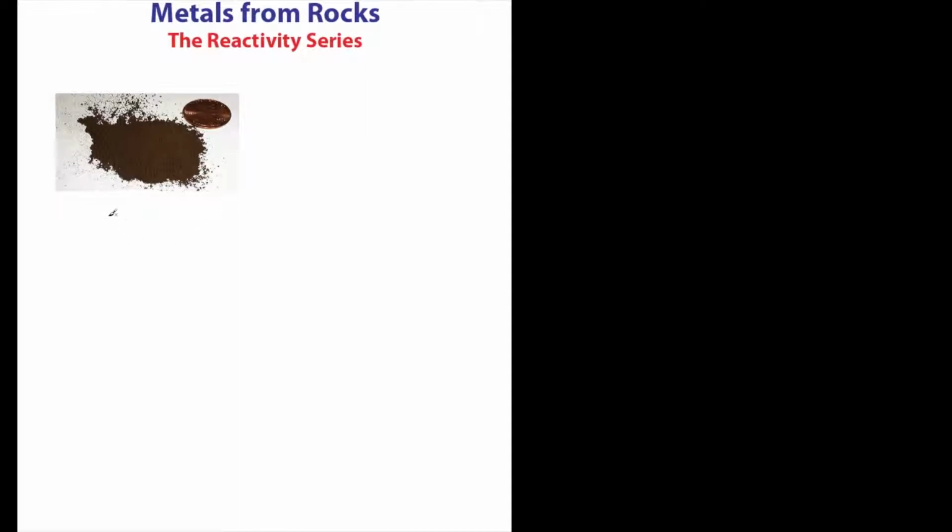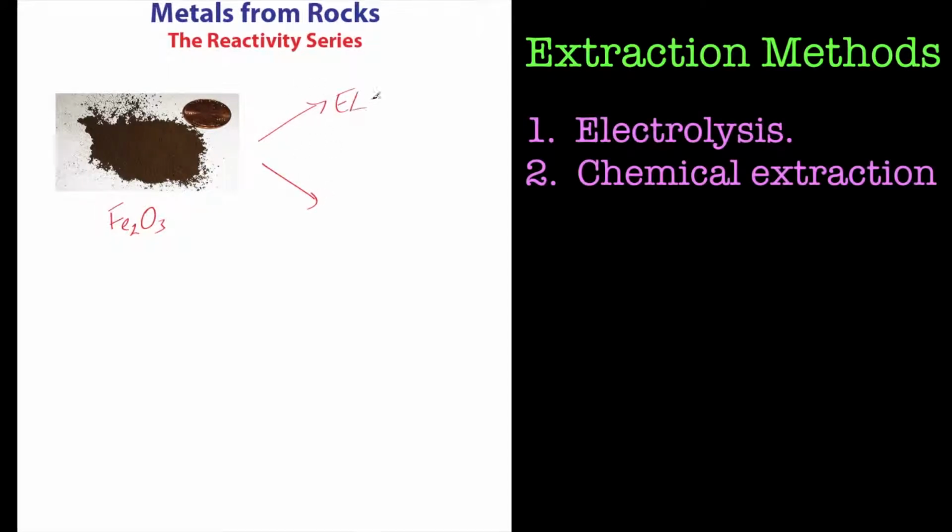For example, this will be Fe2O3. Okay, so that'll be iron oxide, and that can be extracted. We've got several methods at our disposal. We can use electrolysis, or we can use some chemical method of reducing this iron oxide down, so we can use a chemical process.